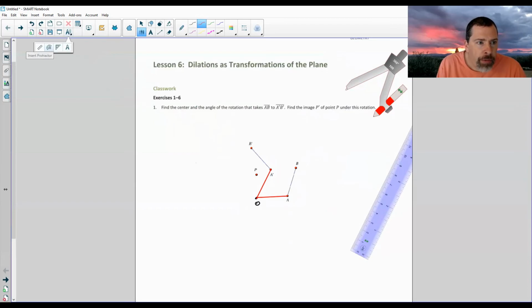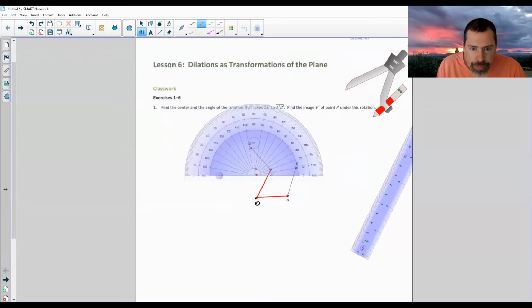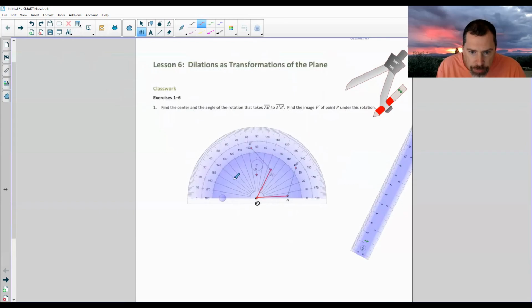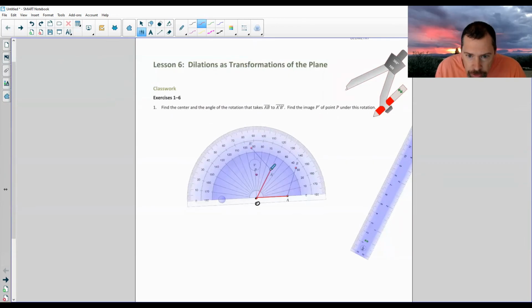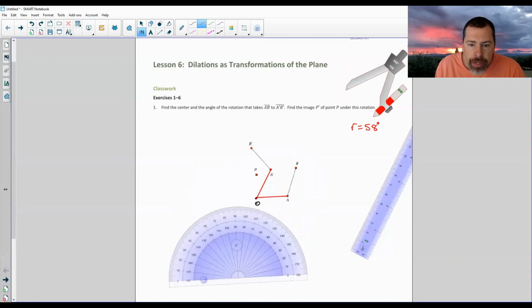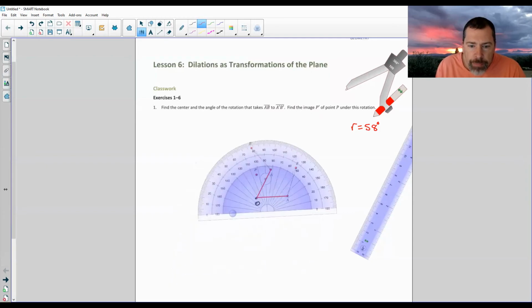So now I'm going to get my protractor. And I bring it down and I put it at O. I rotate it so my 0 line is on OA. And then I look and it is just shy of 60 degrees. So if this line segment extended out, it looks like it's going to be 58 degrees. So I'm going to write that. Our angle of rotation, R, equals 58 degrees. So I need to do that with P.